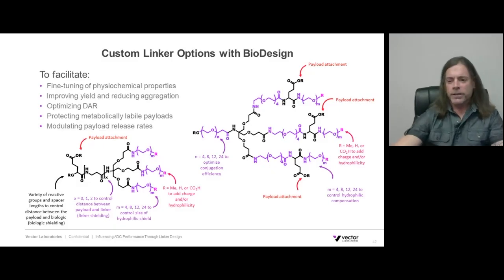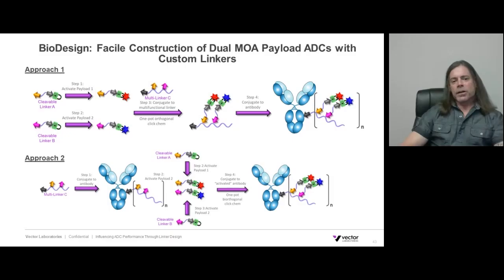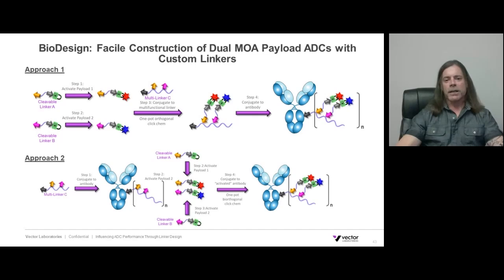It's pretty interesting. And then these would finally be some examples of kits that we can provide through the biodesign service. In this case, there are 3 component kits that could facilitate the construction of dual MOA ADCs. Step 1, you activate your first payload. Step 2, you activate your second payload. Step 3, you put them on the carrier. Step 4, you conjugate them to the antibody.